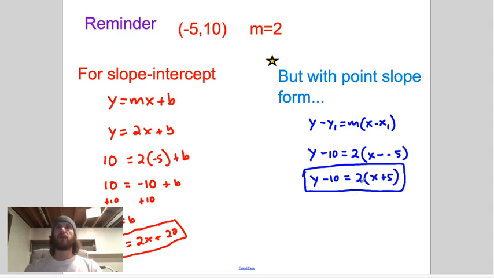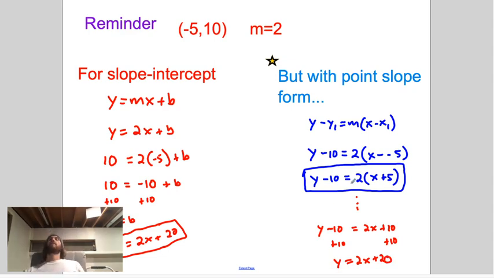And it turns out that you can also go very quickly from point slope form into slope intercept form. So really quickly now I can distribute if I want. So it could be y minus 10 equals 2x plus 10. Add 10 to both sides, and you'll get y equals 2x plus 20. Same equation, the same equation we got over there.